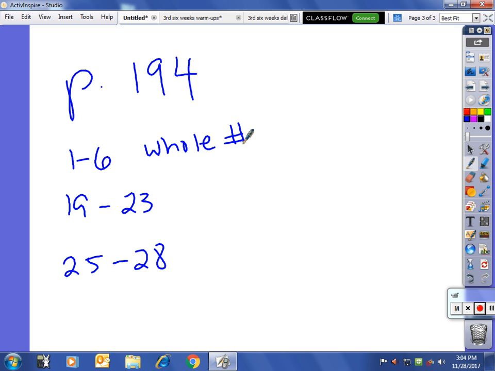19 to 23, most of those, not all of them, but most of those are going to give you fraction answers, at least on one of the factors, if not both. So expect fractions on those problems. And then 25 through 28, those are the word problems, and I want you to get some practice setting up and solving them. Those should be whole number answers.